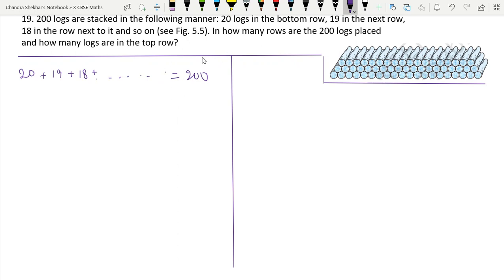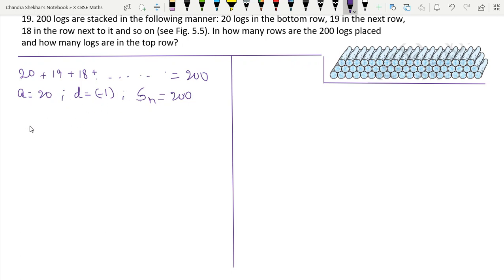Fine. So the question is, how many rows are there in 200 logs placed? So n is a question mark here. We know a is 20. d is -1, right? And Sn is, basically not S200, sorry, it's Sn only. Sn is equal to 200. We do not know what n is. So we can use this formula to find n.